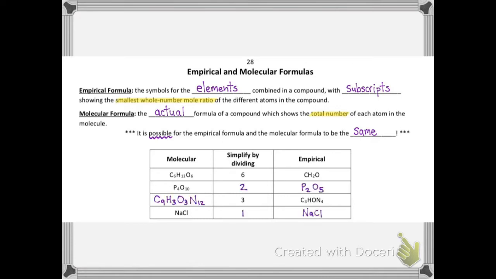And there you have it. Did you notice for sodium chloride, the molecular and empirical formulas are indeed the same? That is very common when you have ionic compounds.